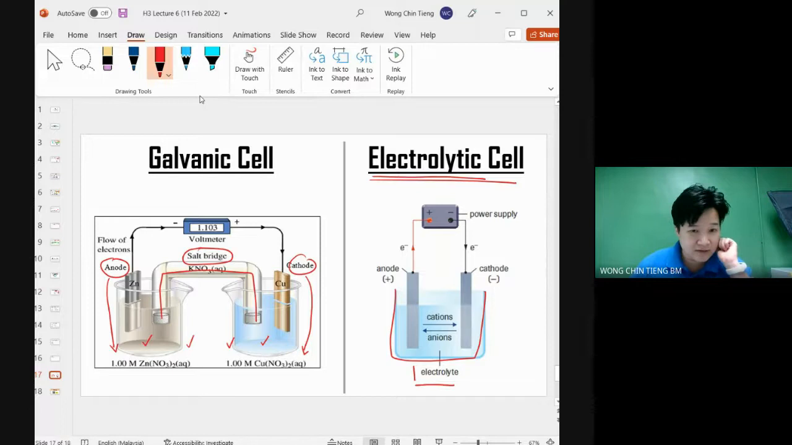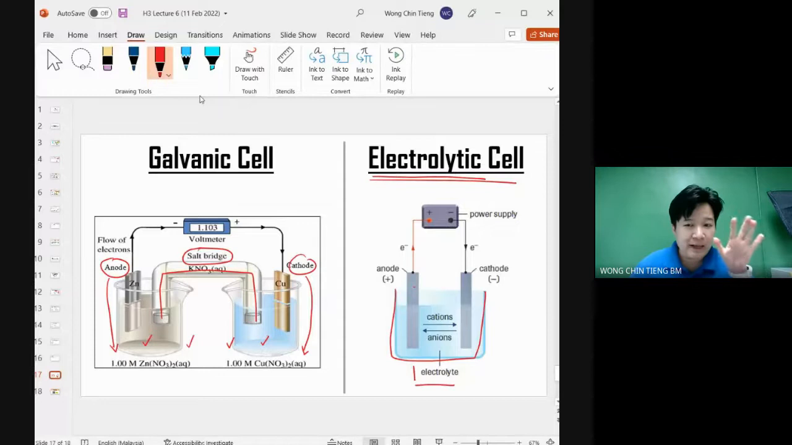Dua-dua electrolyte, dua-dua electrode akan direndam dalam solution yang sama. Itu beza yang paling ketara. Ada satu solution, dia electrolytic. Ada dua solution, dia galvanic. Nampak? Okay, yang paling penting yang ni lah.